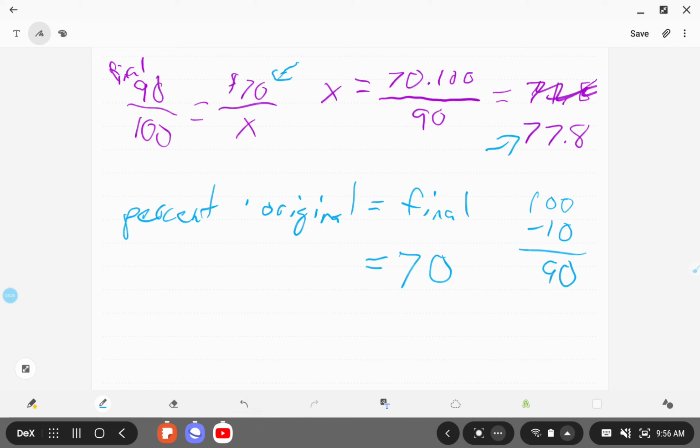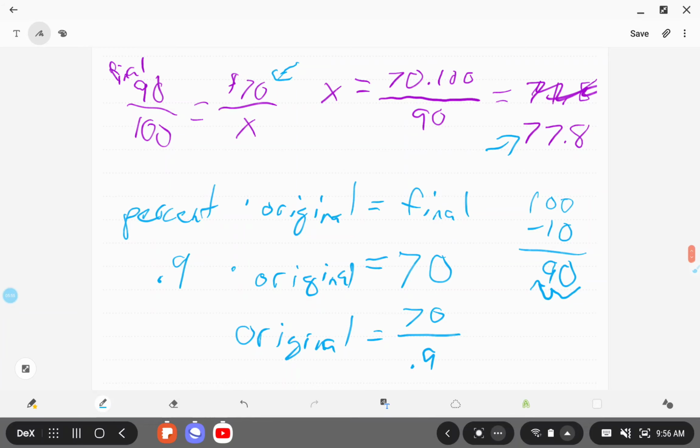Now, how do I write 90% as a decimal? Well, I just move that invisible decimal point 2 places to the left and it becomes 0.9. So 0.9 times something, times our original, would give us 70. So to figure out the original, instead of multiplying those together, you're doing the opposite of that, which is division. So the original becomes 70 divided by 0.9. Okay?